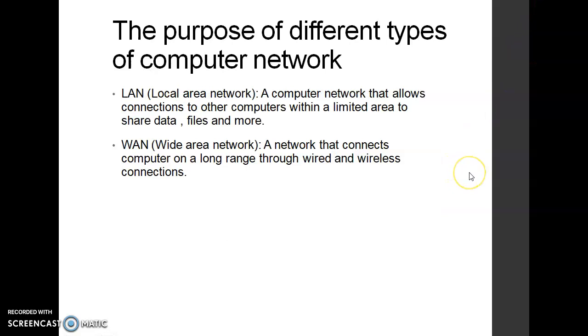Then we move on to the next part. The purpose of different types of computer network. LAN, or local area network, is a computer network that allows connection to other computers within a limited area to share data, files and more. WAN, wide area network, is a network that connects computers over a long range through wired and wireless connections.